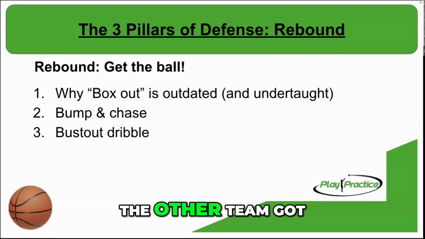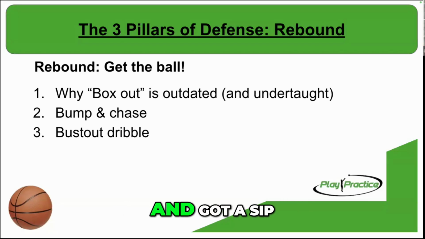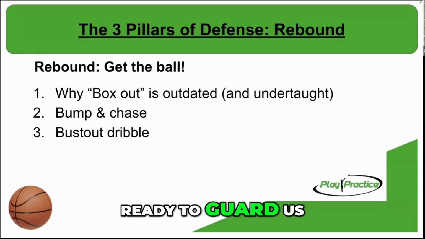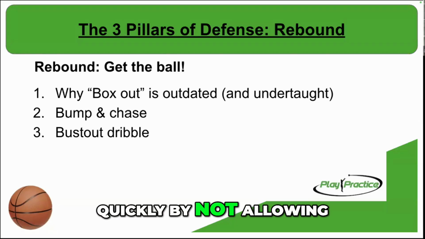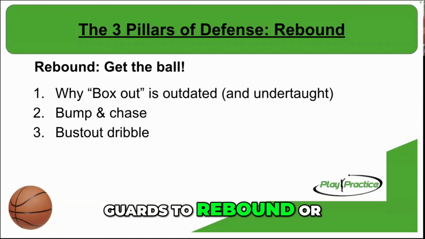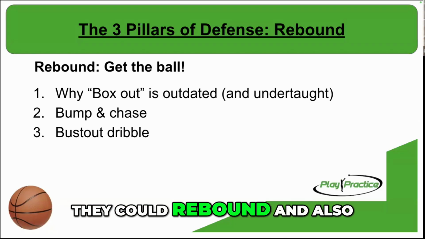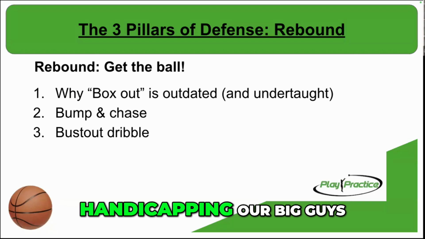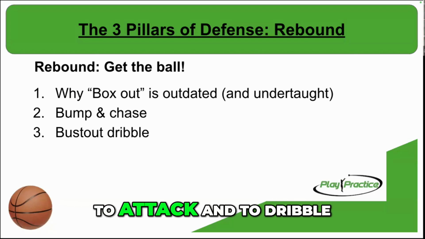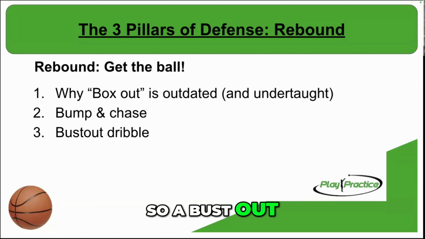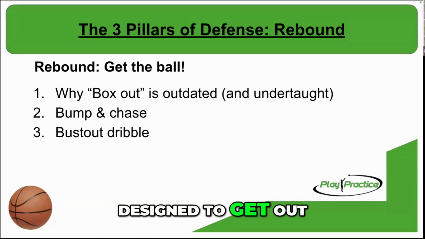And meanwhile, the other team got back and got set and got a sip of water and they're ready to guard us, right? We just burned a lot of time in our ability to attack quickly by not allowing guards to rebound, or not showing them how they could rebound, and also handicapping our big guys who do rebound a lot from being able to attack and to dribble. So a bust out dribble is really just designed to get out of traffic, right?